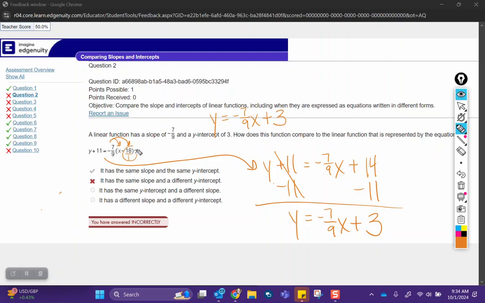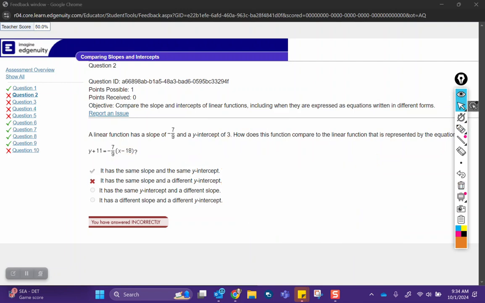So you can't look back here. This is point slope form. You can't look in the back yet because you have to rearrange the equation. They have to look the same. They both have to be solved for y. So when you distribute and then subtract the 11 over, that's what gets you the plus 3 for the same y-intercept.